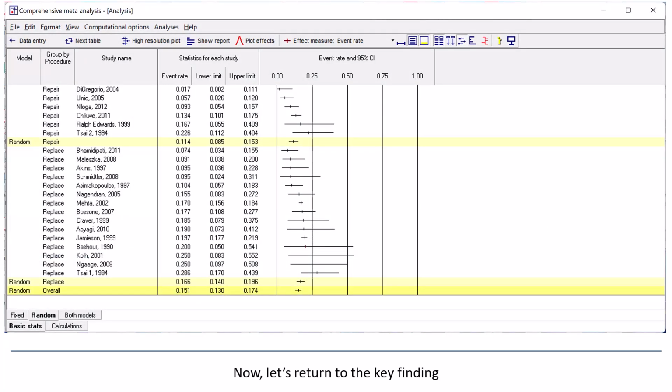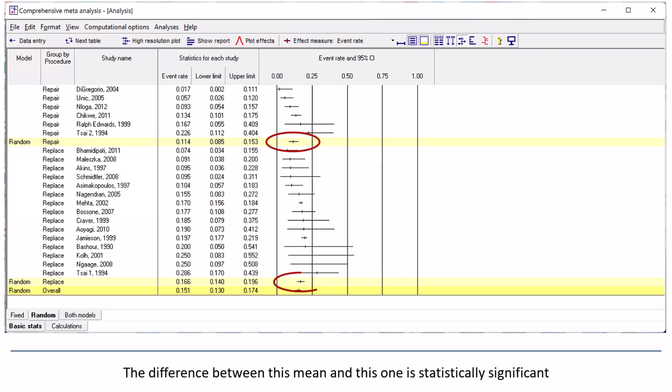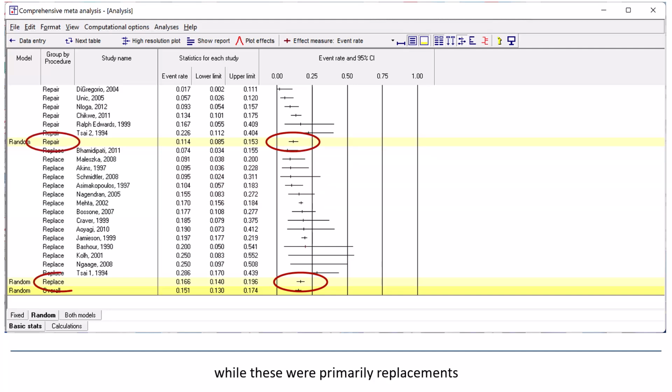Now let's return to the key finding. The difference between this mean and this one is statistically significant. What does that tell us? The answer is probably not what you'd expect. I am able to say that the effect size here was greater than the effect size here. However, I cannot say that this is due to the fact that these surgeries were primarily repairs, while these were primarily replacements. Let me say that again.